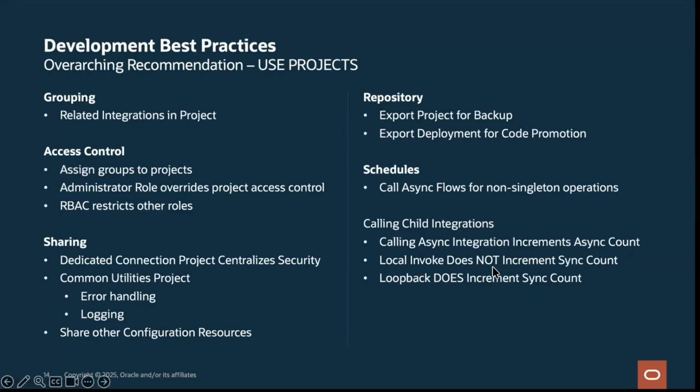Local invoke does not increment the sync count, because a local invoke is effectively handing the flow of control from the parent to the child integration, so you're still only using one thread or one concurrency. However, if you decide not to use the local invoke and do a loopback, by which we mean you've used an explicit connection to call one integration from another, then that will increment the sync count because you've come back through the front door. And at the front door, we add the sync count.